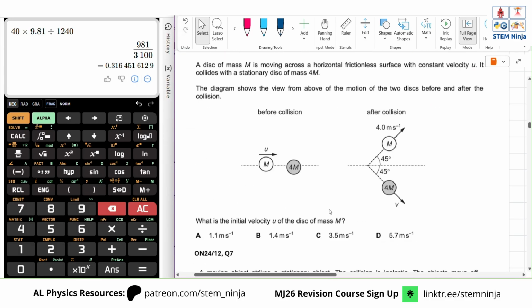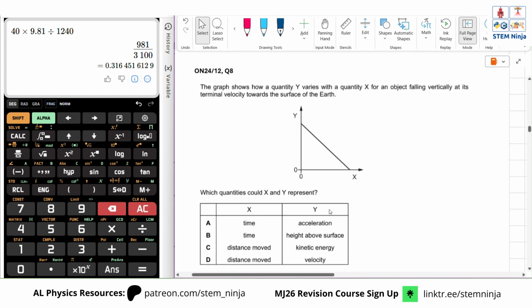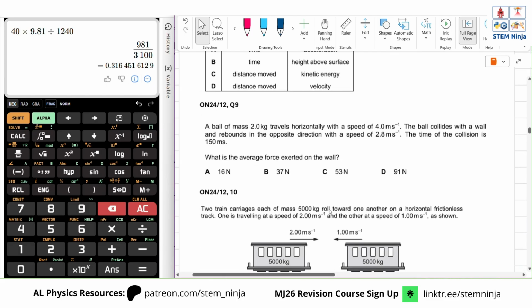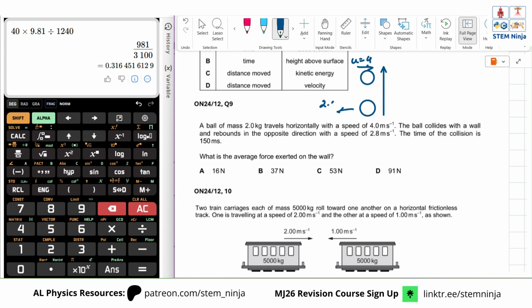Right, okay. We will cover the collisions later on. Okay, a ball of mass 2 kgs travels horizontally with a speed of 4 meters per second. The ball collides with a wall and rebounds in the opposite direction with a speed 2.8. So basically what's happening is that this is the wall and this is the object. The initial velocity is 4 and v is 2.8 in this direction.